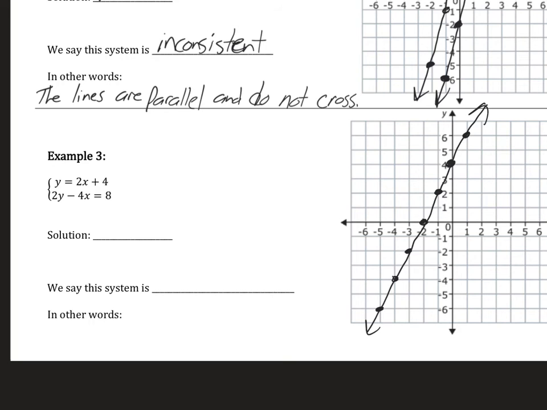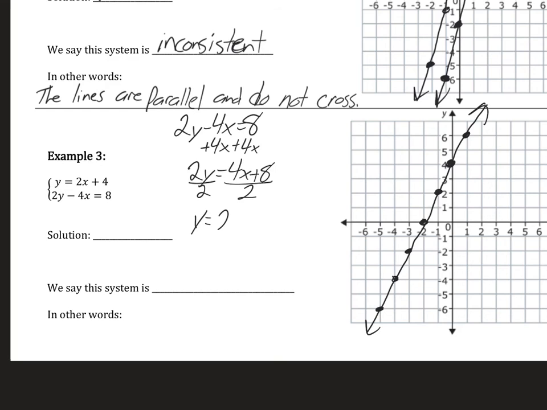Okay, now for the second line, I do not have this in y equals mx plus b form. So let's go ahead and rewrite it over here. We have 2y minus 4x equals 8. So let's solve this for y. The very first thing I'm going to do is add 4x to both sides. So that's going to give me 2y equals 4x plus 8, or 8 plus 4x, doesn't matter. How am I going to get the y all by itself? I'm going to divide both sides by 2. So we have y equals 4 divided by 2 is 2x plus 8 divided by 2 is 4.